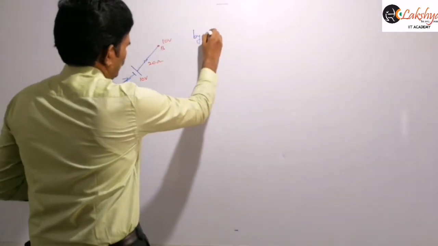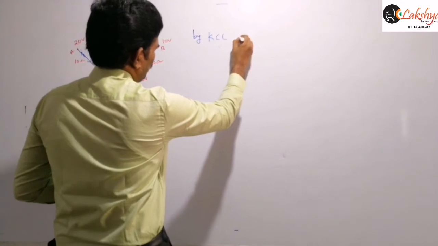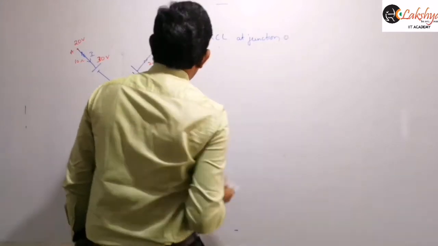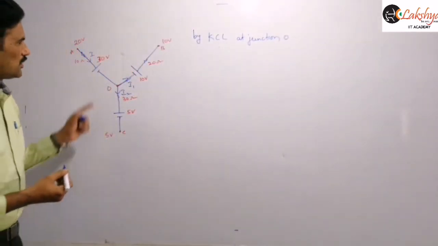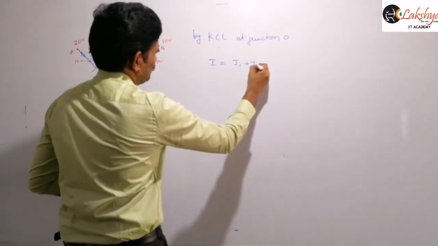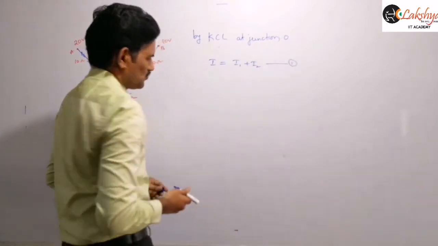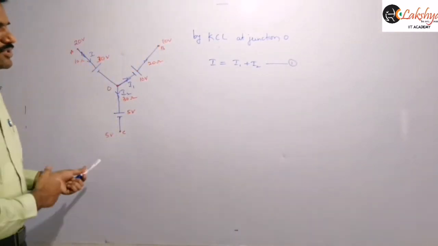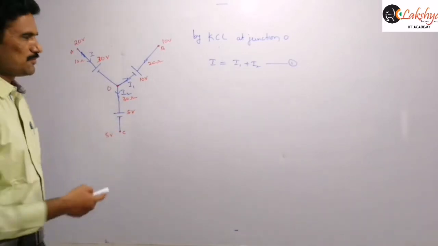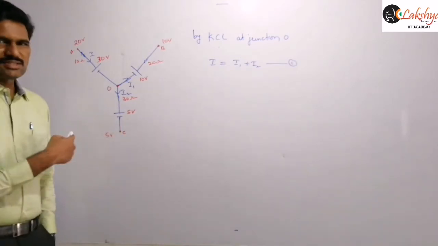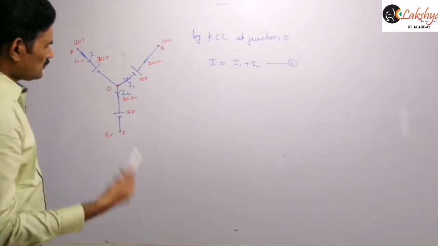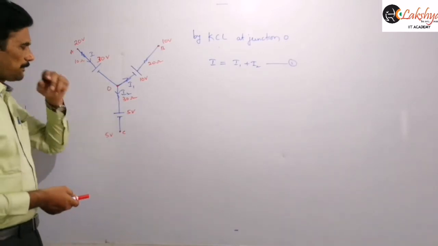Now again, by Kirchhoff current law at junction O, similar to our previous problem, I can write I is equal to I1 plus I2. Let's suppose this is equation 1. Now here, you can't substitute the I1, I2 values directly, because in between there are resistors and cells also. So you can't write the delta V by R value directly, and for that you can apply the Kirchhoff law here.